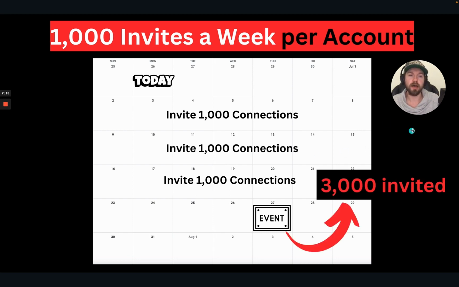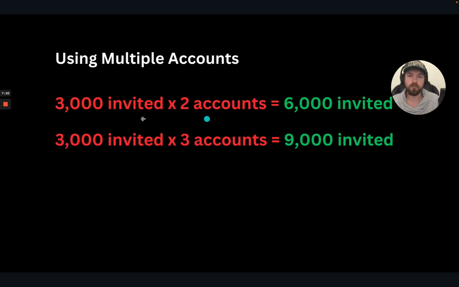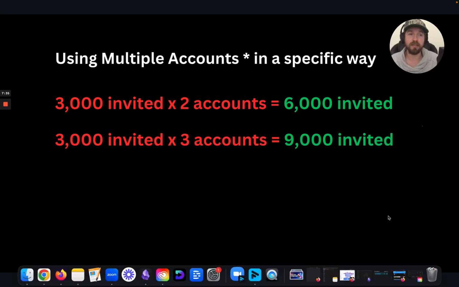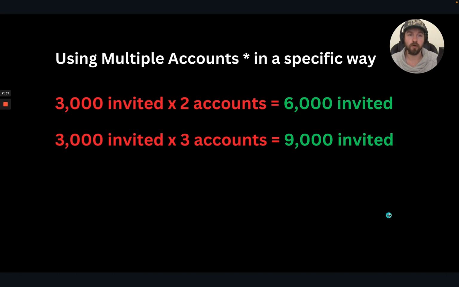So what if we had more accounts? Well, if we had 2 accounts, we could invite 6,000 people. If we had 3 accounts, we could invite 9,000 people, and so on, right? So for this example, we're going to be using 3 accounts to invite 1,000 people per week. But you have to do this in a specific way. You have to be inviting people in a specific way for this to work correctly.